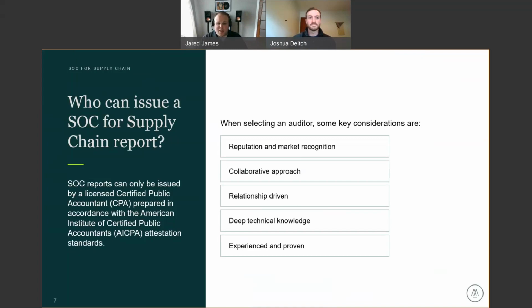In addition, really having a service auditor that has deep technical knowledge, that can understand your environment and understand the controls and risks that need to be mitigated as part of your operations. And then finally, one that's experienced and proven. A service auditor that works with SOC reports on a very regular basis and can really guide you and help you avoid the pitfalls or other issues that might arise as you undergo a SOC examination is extremely important.